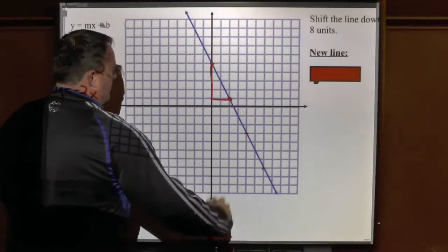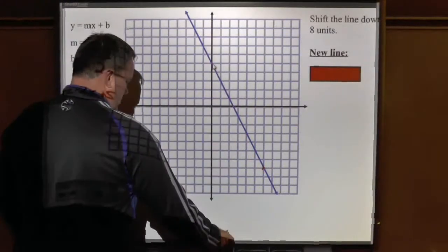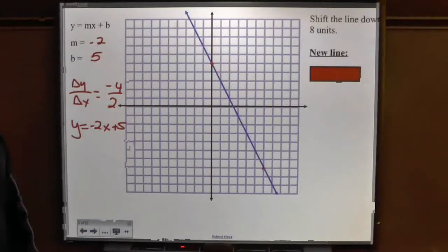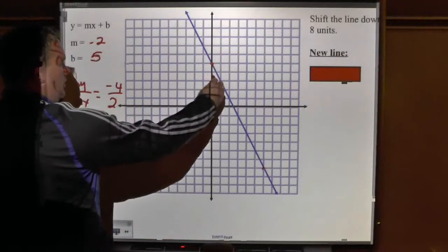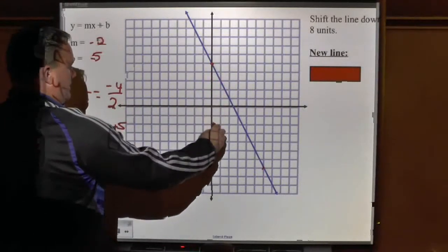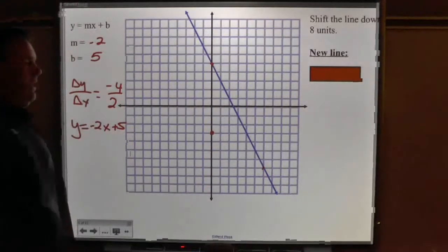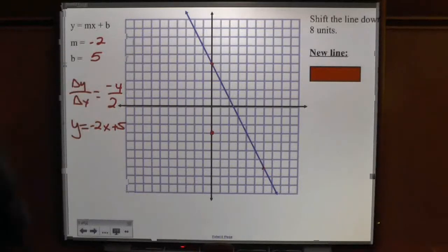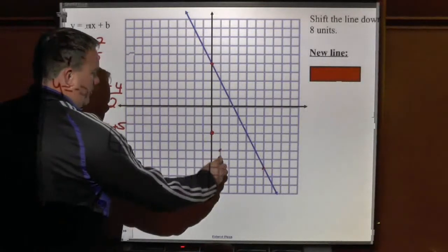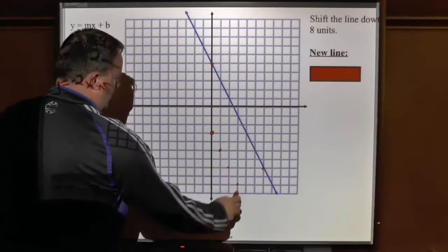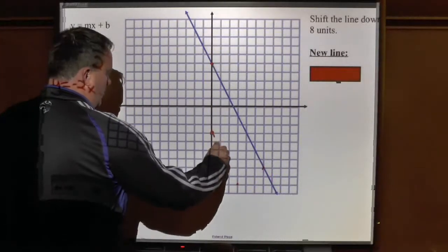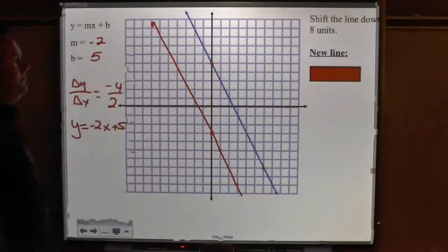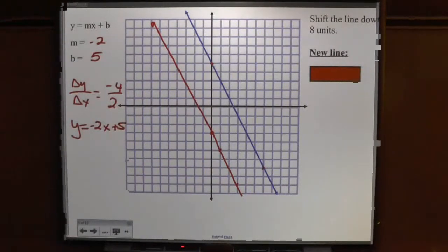Well, if you want to move this down 8 units, all we have to do is use your starting point, your y-intercept. Count down, 1, 2, 3, 4, 5, 6, 7, 8. So now, you have a new starting point. Your slope is -2, that means -2 over 1, so that's down 2 to the right, down 2 to the right. So now, we have a line that looks like this. We have now shifted that line down.